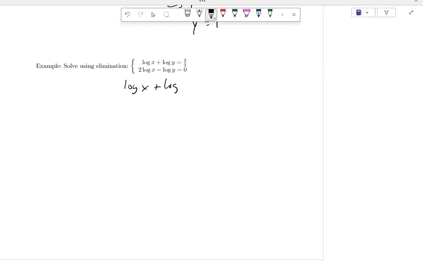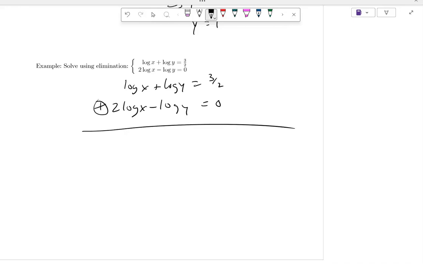I'll just write it out this way. Log x plus log y equals 3/2. 2 log x minus log y equals 0. Add down. We get 3 log x equals 3/2, right? You agree with that? Divide both sides by 3. We'll get 1/2 on the other side.